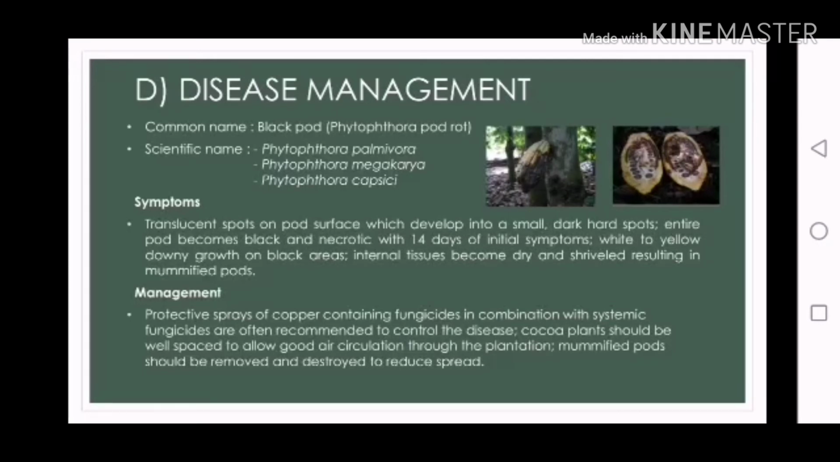So how do we manage this disease? A protective spray of copper containing fungicides in combination with systemic fungicide is often recommended to control the disease. And also, cocoa plants should be well spaced to allow good air circulation through the plantation. Mummified pods should be removed and destroyed to reduce further spread to other cocoa trees.